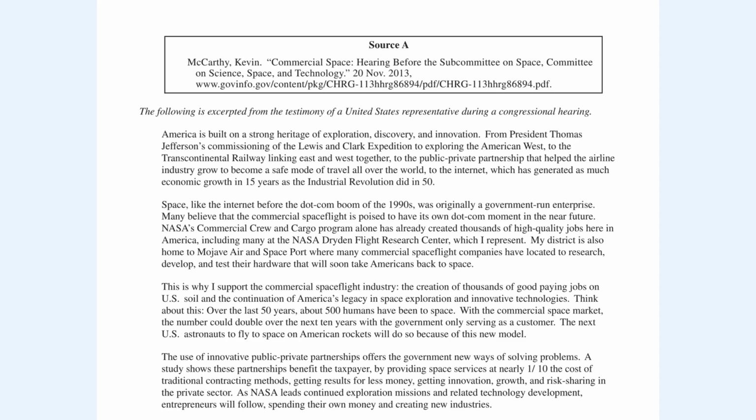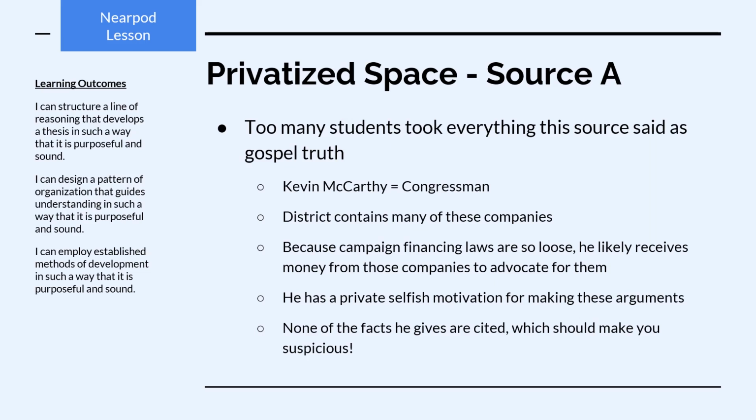A lot of you, however, weren't very critical when it came to evaluating this source's credibility. Far too many took everything this source said as gospel truth, that because this source said it, therefore it must be true. We need to take a look at the author, though. The author of our source here is Kevin McCarthy, who's a United States congressman out in California. First of all, a lot of you misunderstood who the author was, even though it says he's a congressman right there in the description. And his district contains, by his own admission, many of these private space exploration companies.